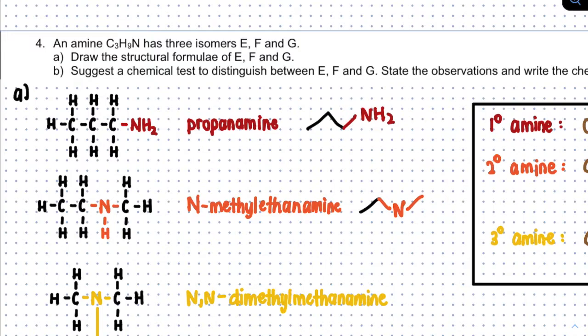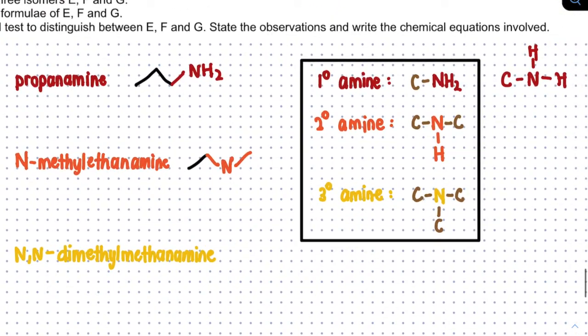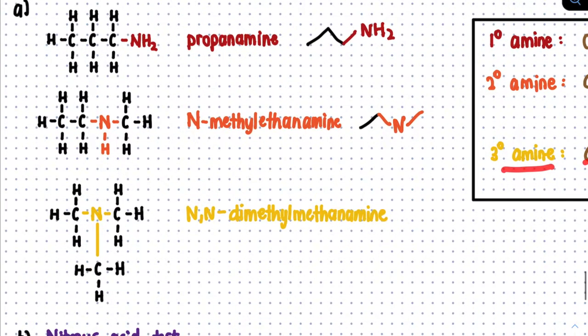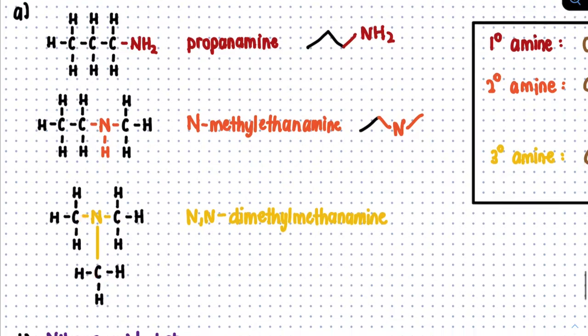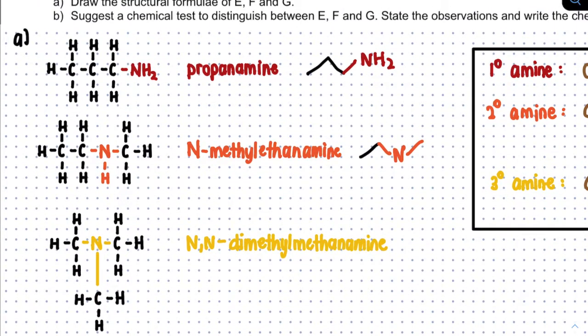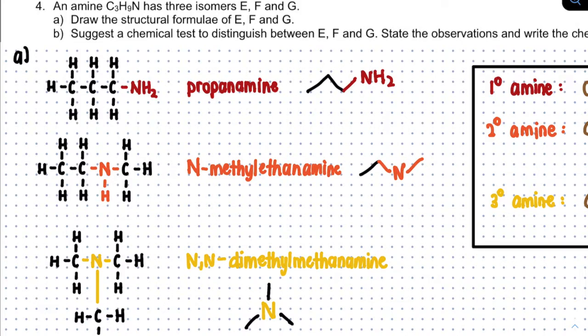Okay, and last but not least is we have to draw the tertiary amine where nitrogen bonded to 1, 2, 3 carbon. So sini 1, 2, 3 carbon. So if you draw it in terms of skeletal, like jadi N tengah-tengah ni bonded to 1, 2, 3. Nitrogen bonded to 1, 2, 3. Okay, so this is the solution.